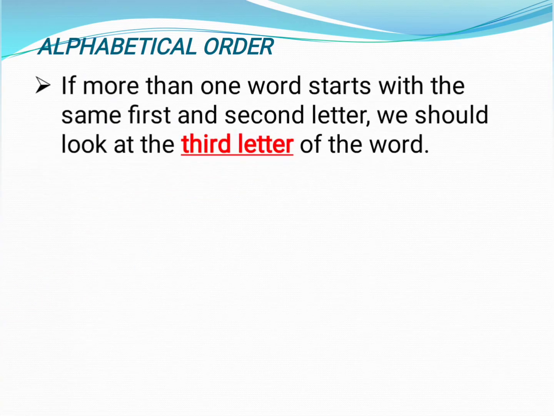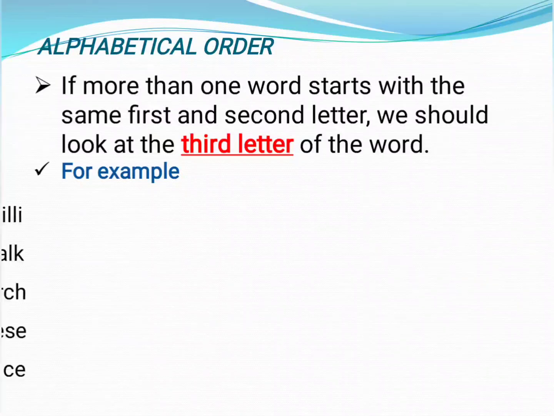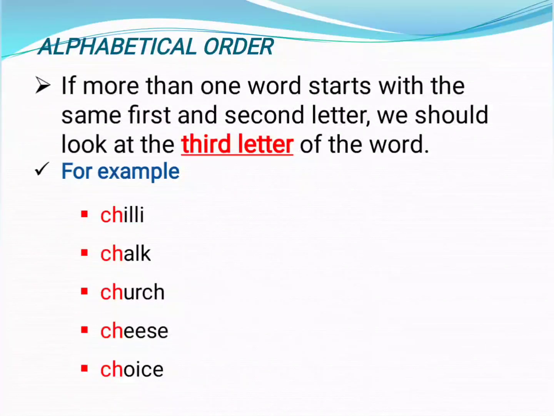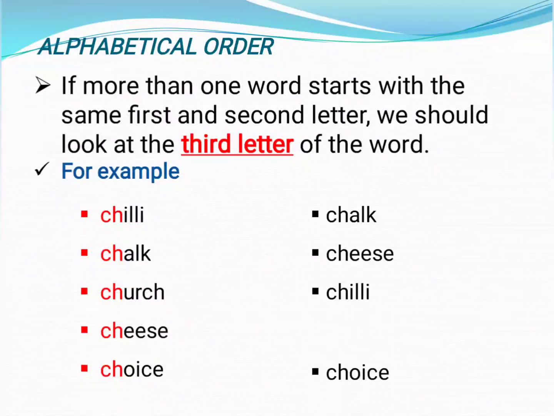Now, the third rule is, if more than one word starts with the same first and second letter, we should look at the third letter of the word. For example, chili, chalk, church, cheese, choice. First two letters are same. We'll go for the third letter. So, chalk will come at the first place, followed by cheese. Again, the next words will be chili, choice and church.